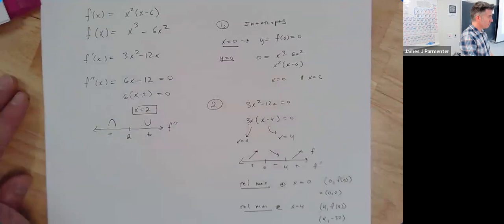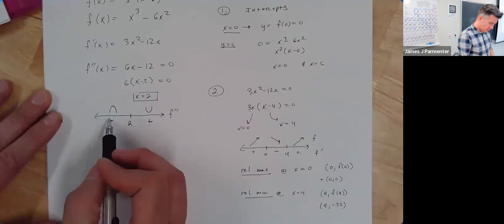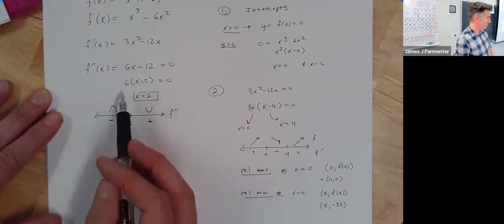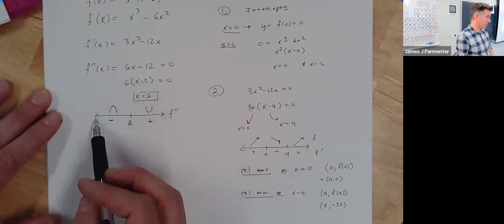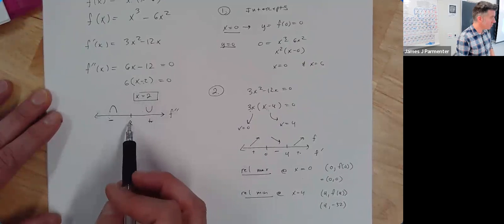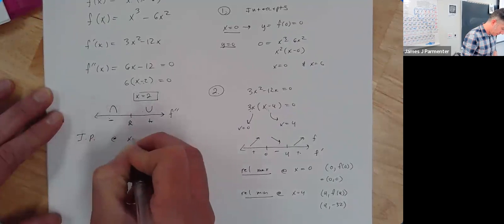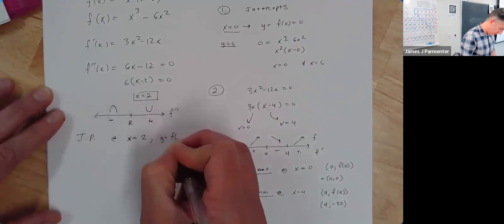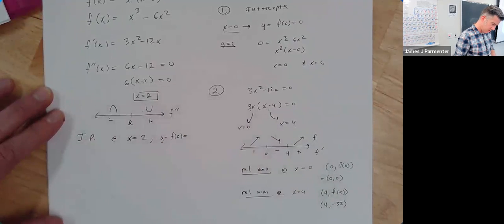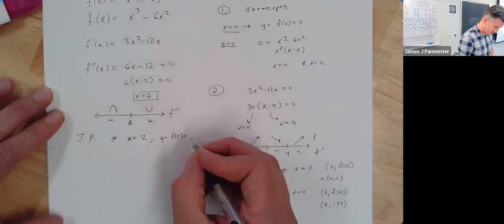And then, since the concavity, so second derivative stuff, I took the second derivative equal to 0. And then I found on the other side it was concave down and concave up. So at 2, we do have an inflection point. And the y value would be f of 2, which is going to be, let's see, if I plug in 2 here, I get 4 times negative 4, which is negative 16.